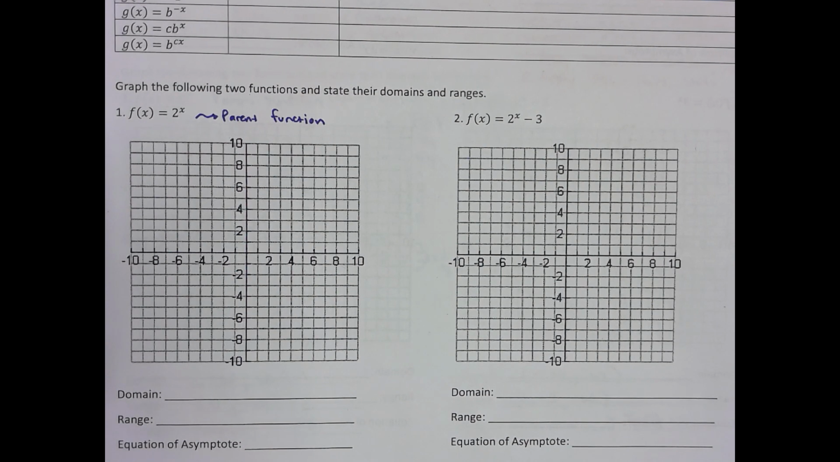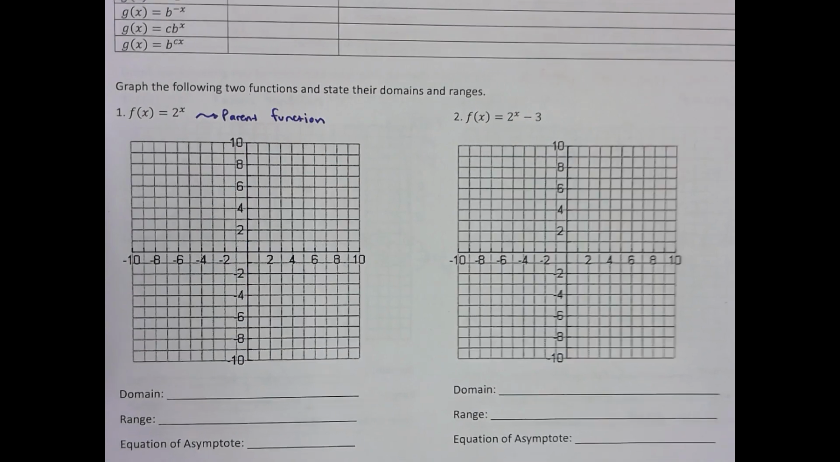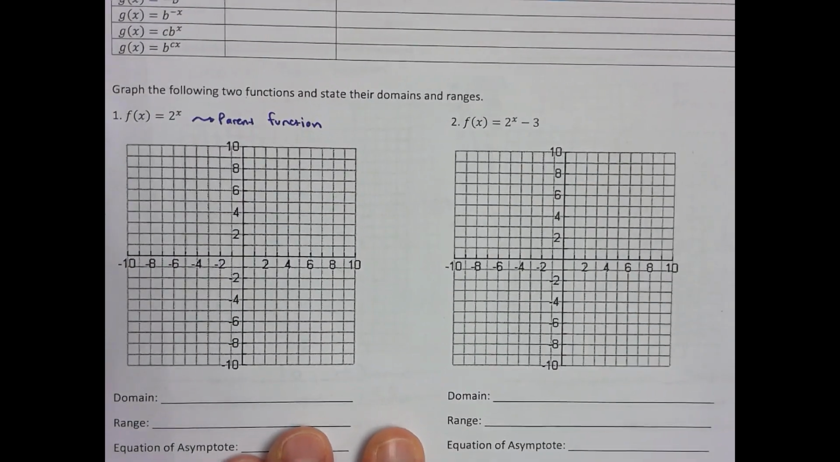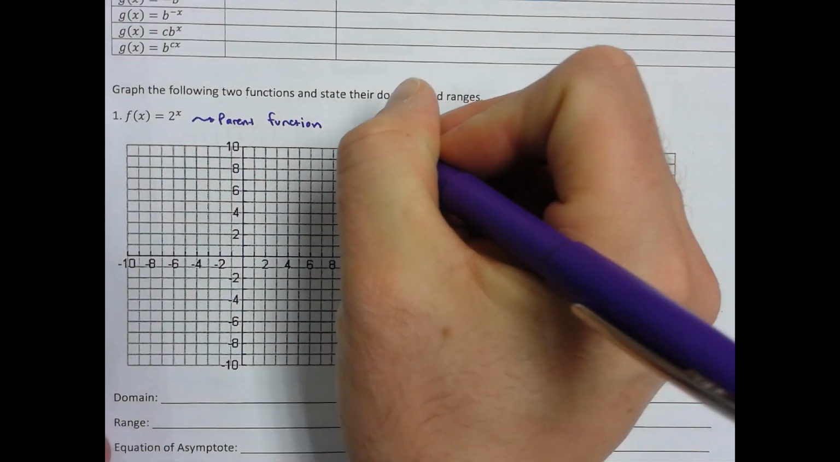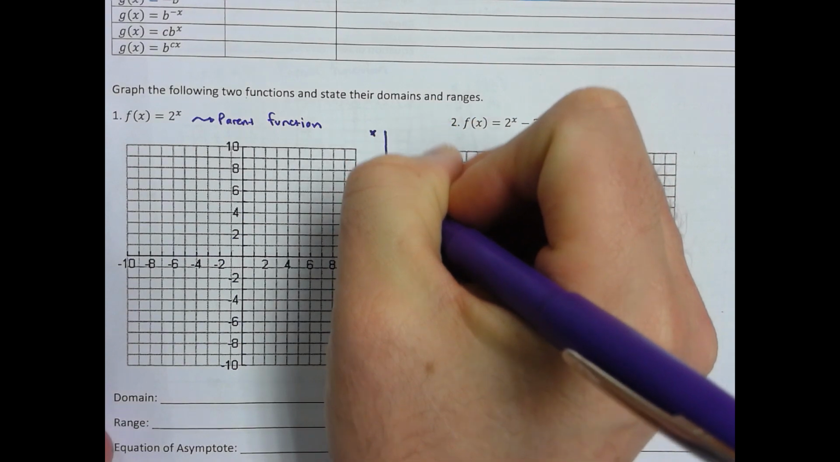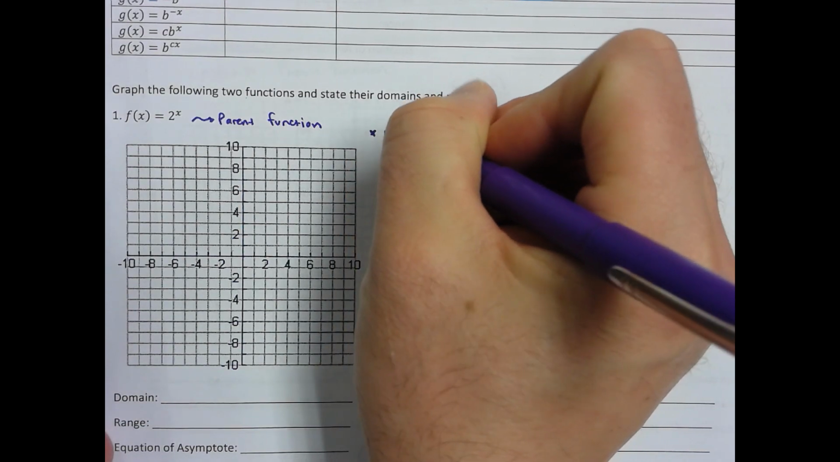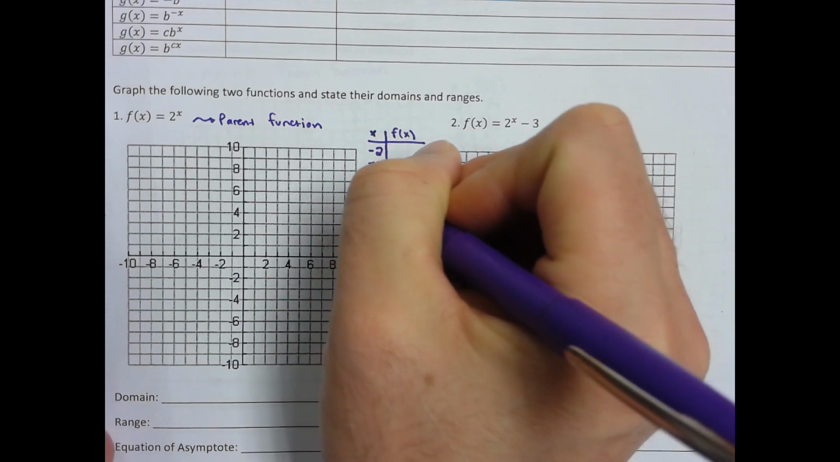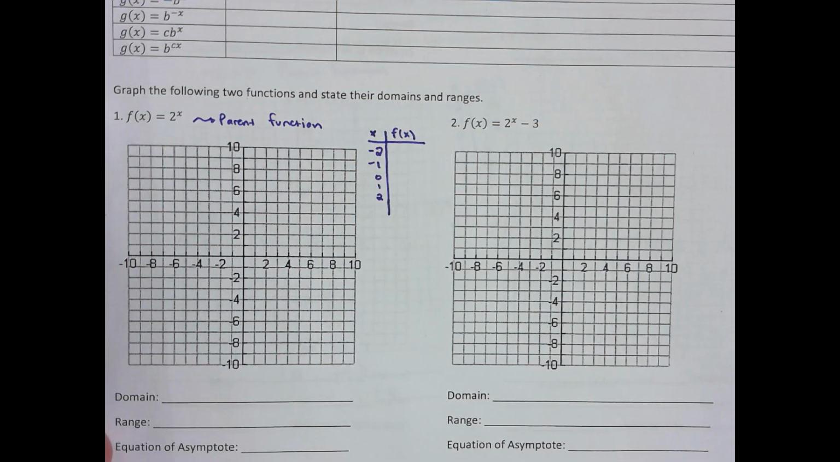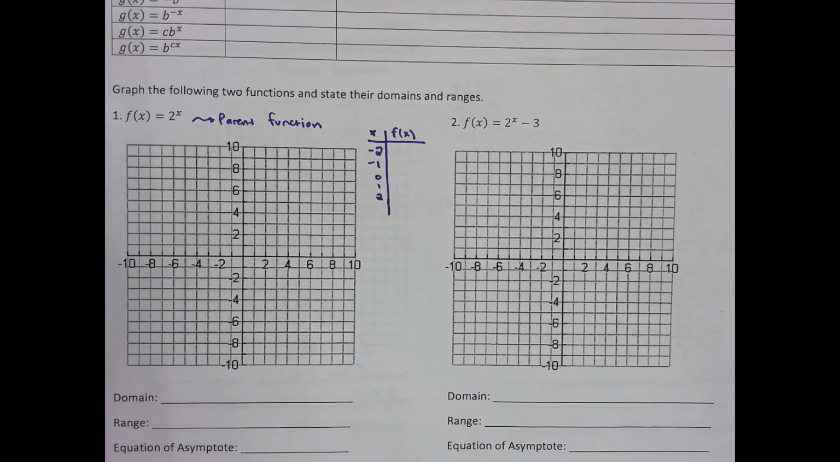And so we're going to come up with points for this parent function by actually plugging in values for x. And this is a good reminder for how we deal with exponents, especially negative exponents. A lot of us forget about that. So we're going to pick some x values, and we're going to find the y's. And for this, let's do -2, -1, 0, 1, and 2. Okay, and we're going to fit as many points as we can on this graph.